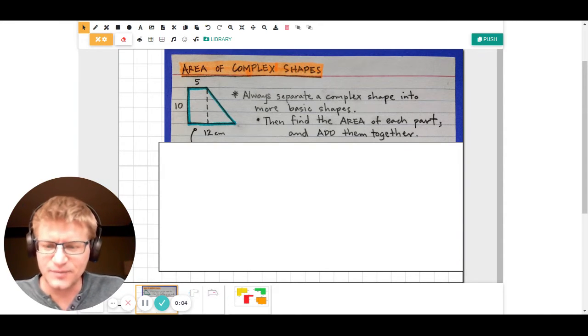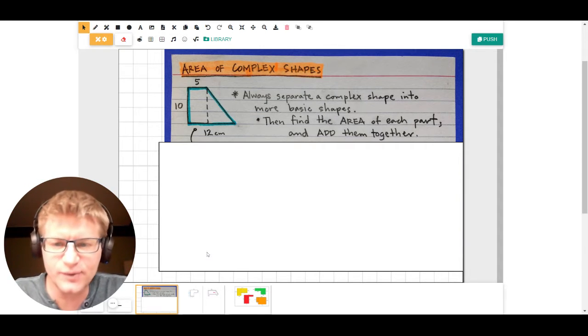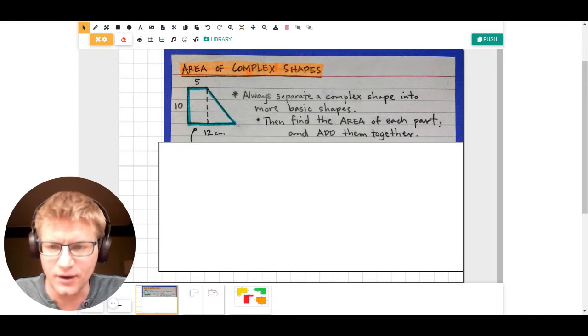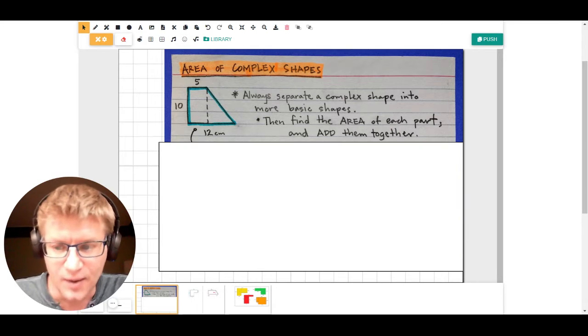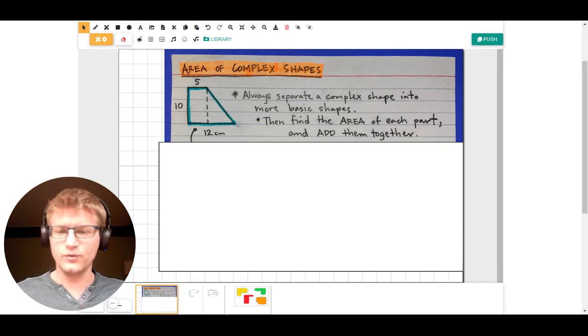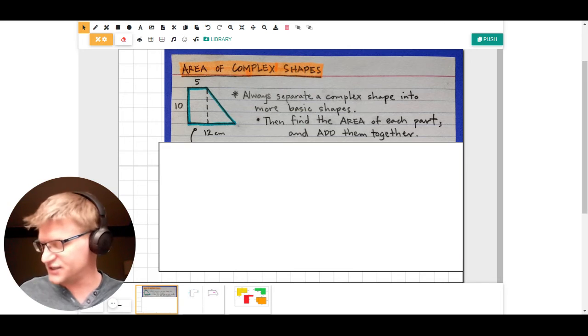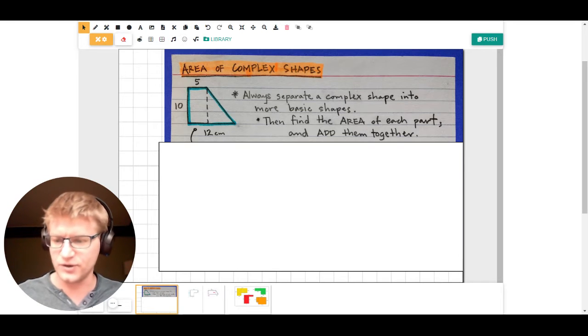We're going to talk to you about composite shapes today. So last week we worked on the area of parallelograms and triangles, and we remembered that the area of a parallelogram or of a rectangle is base times height. Today we're going to do composite shapes or complex shapes. So there are two ways to write that: composite or complex.